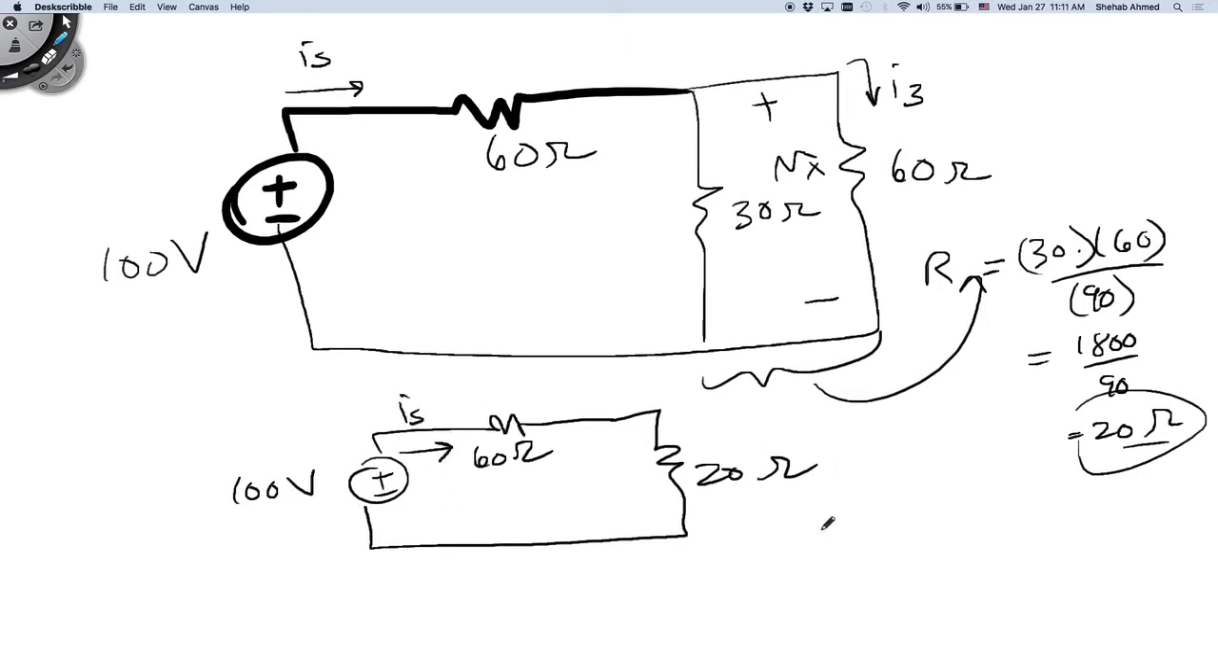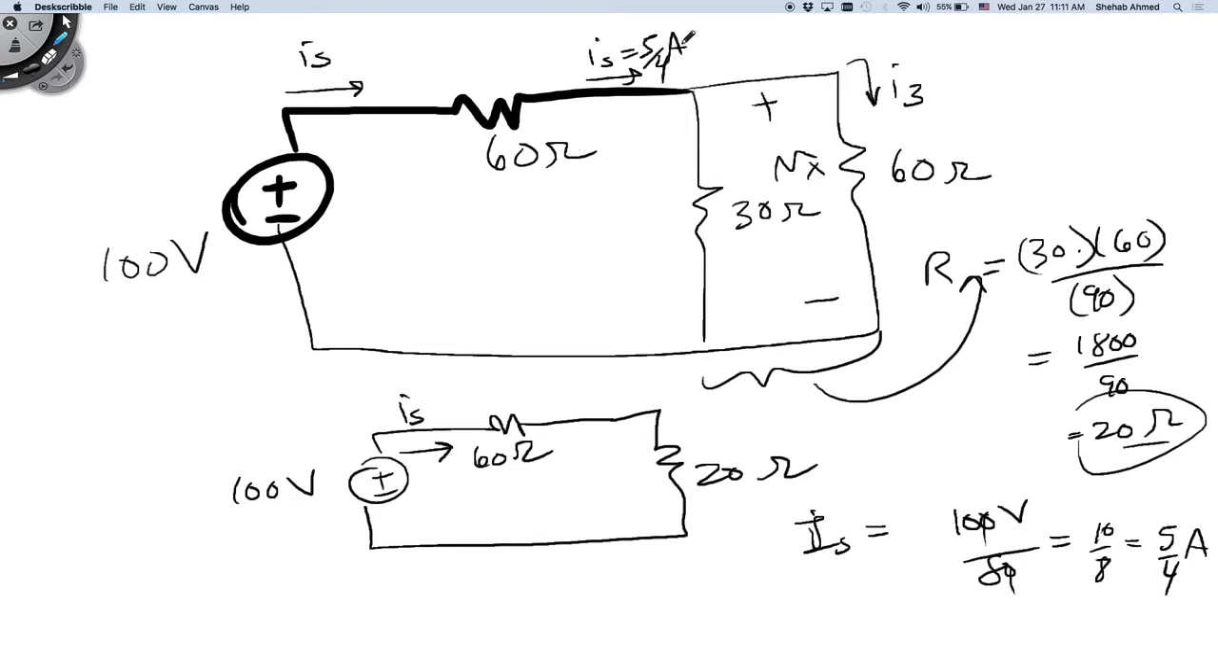So I can find my source current this way. Is is equal to 100 volts divided by 80, and I won't attempt to do the math. So it's 10 over 8, 5 over 4, which is 1 and 1/4. So it's 5 over 4 amps, right? That's the source current that we have in here. So this current here is equal to 5 over 4 amps.